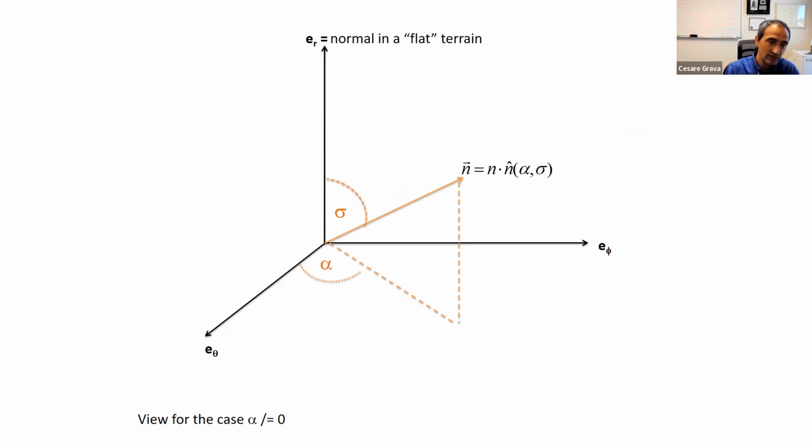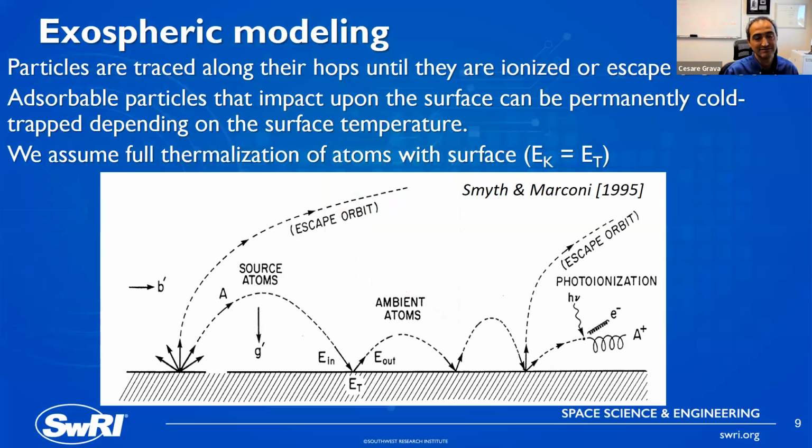So regarding the model, this is one of my favorite figures about lunar exospheric modeling, by Smith and Marconi. This is pretty much what I have been doing. So a particle is ejected here from the surface, and then it can either escape. It's unlikely for argon, but it's more important for neon. Or it can, more likely, bounce around on the lunar surface until it is photoionized or escapes again, or it is cold trapped.